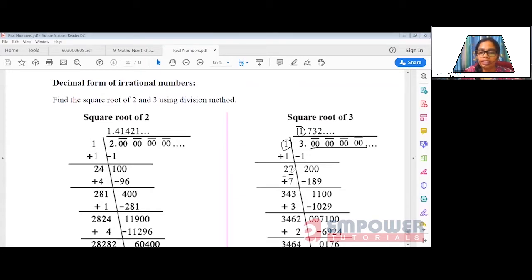You have to make this place vacant. Okay, so 3 minus 1 squared will be 2, and then I will take the second set of zeros. Since there is a decimal after 3, I'm going to add a decimal over here. Then I have to look for the number which is less than 200 but nearer to 200.